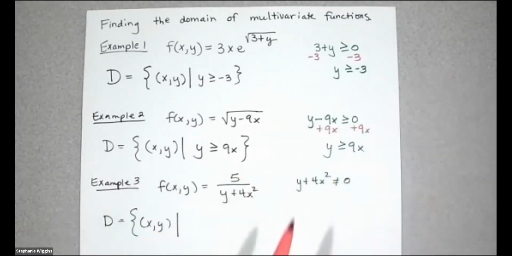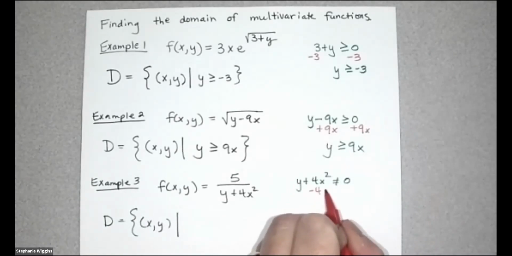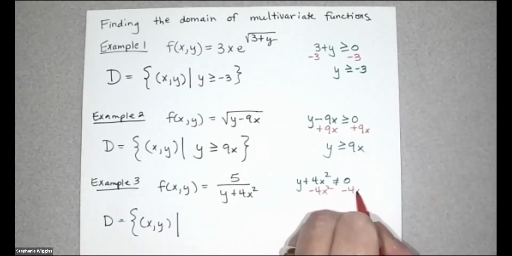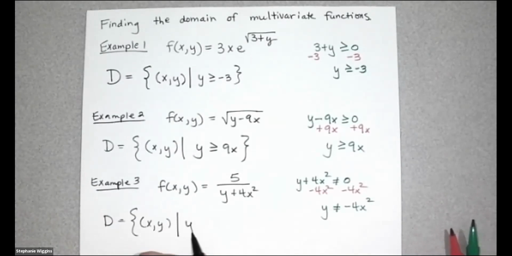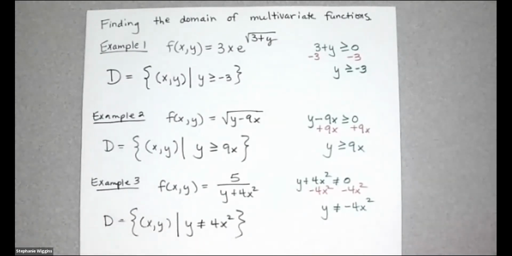And if I isolate the y, I'm going to subtract 4x squared from both sides, and I get y is not equal to negative 4x squared. So I'm going to write that over here. So I think there are 3 problems very similar to this in your homework. And so now you know how to do them.